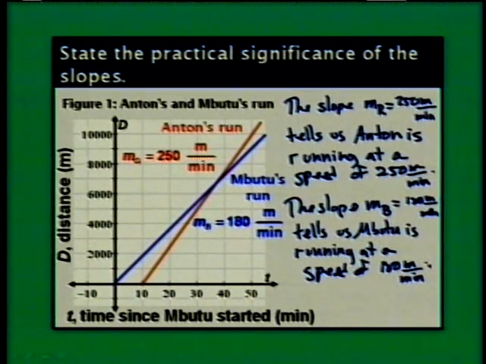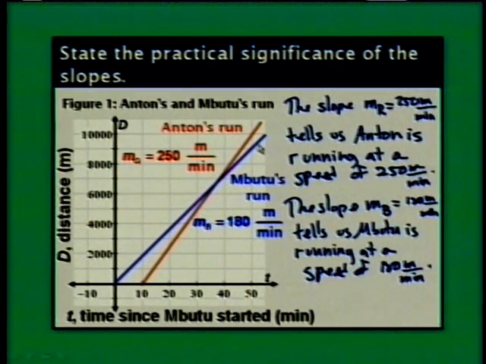Now we want to look at these speeds and look at the graph a little bit more closely. What we notice is that the slope of Mobutu's line is less than the slope of Anton's line. Mobutu is running more slowly than Anton. Anton arrives late and he starts running quite a bit faster than Mobutu. We see that the line that represents Anton's run is steeper than the line that represents Mobutu's run.